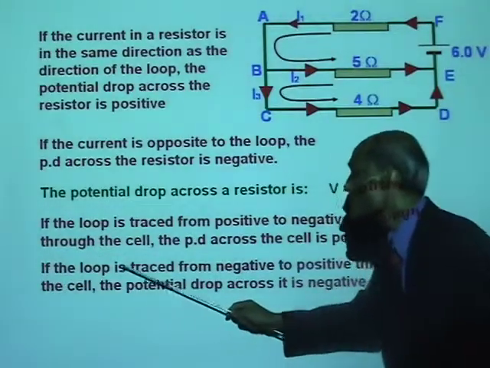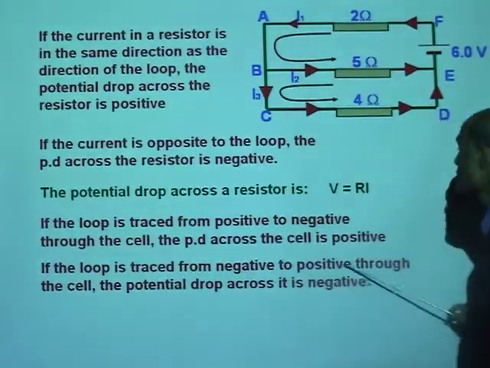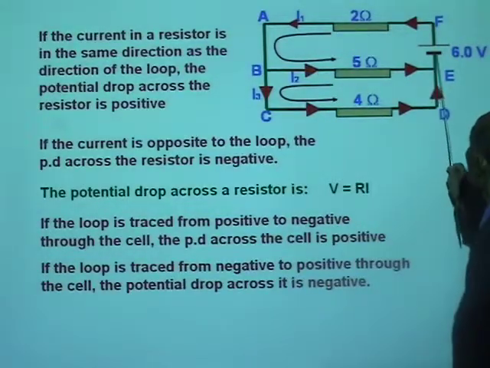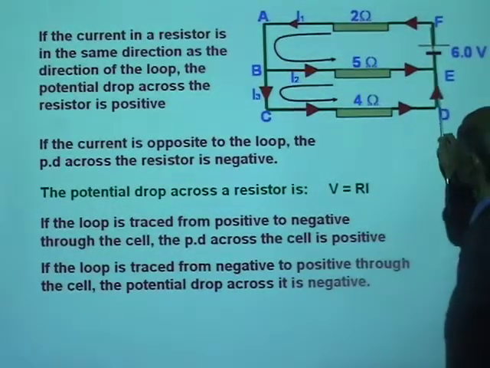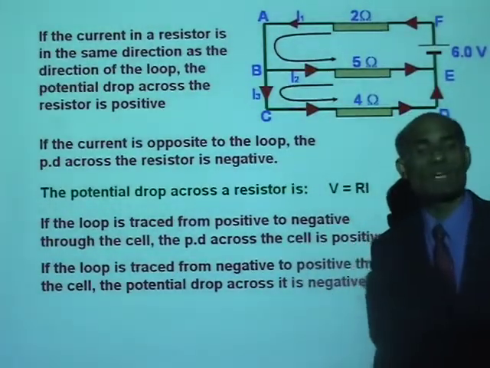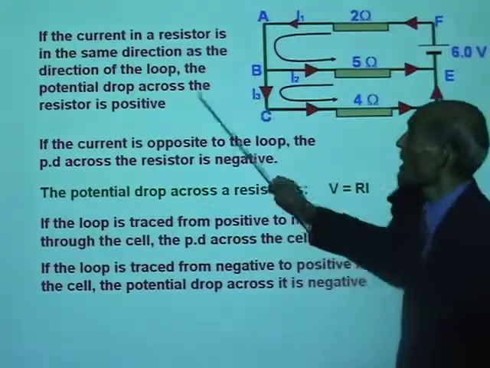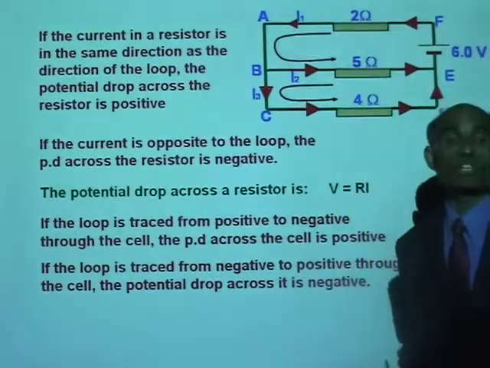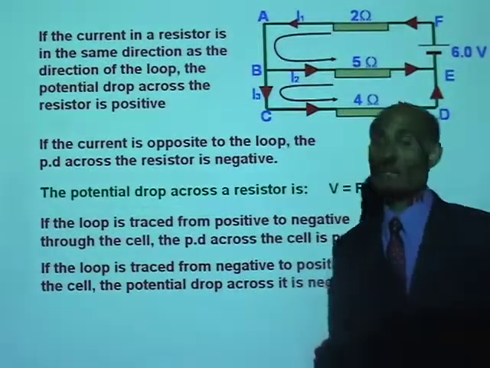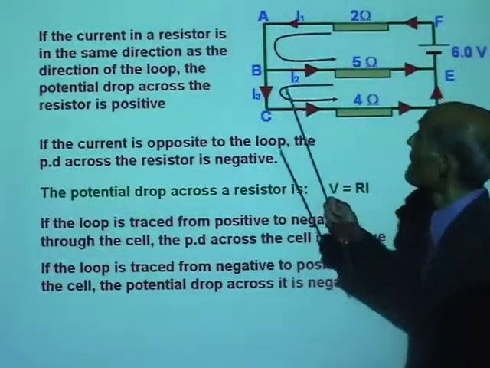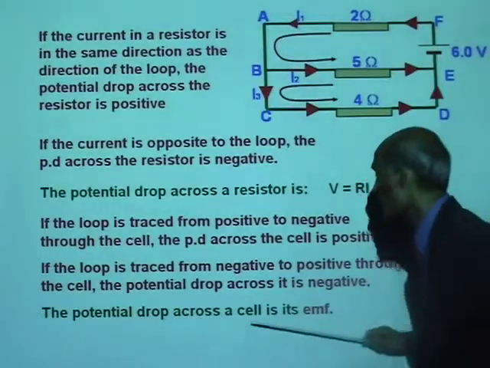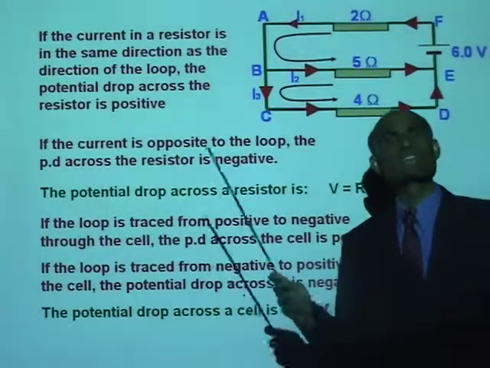So if the loop is traced out from negative to positive, then the potential drop across the cell will be negative. These are the rules for determining the signs. You need to understand that very well, and once you know this, we can now go and do our problem. And the potential drop across the cell is its EMF.